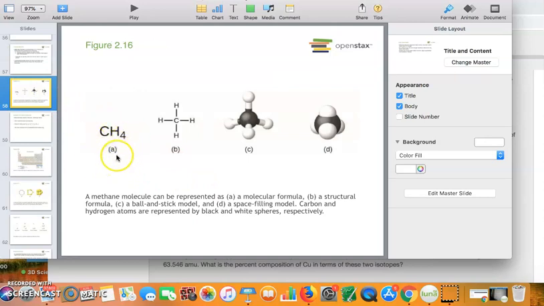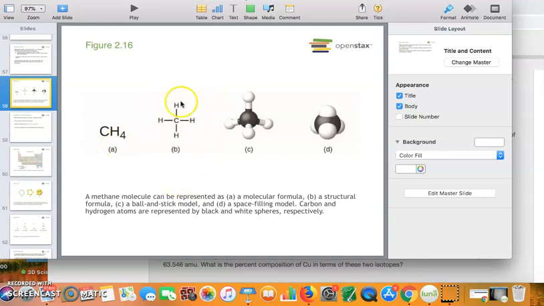So we talked about this before. Here we have CH4. This is called methane, its common name. Notice there's no subscript after the capital C. That means there's 1 carbon atom here, and there are 4 hydrogen atoms. Okay, so CH4, this is called the molecular formula. This is what we mostly use in this course.